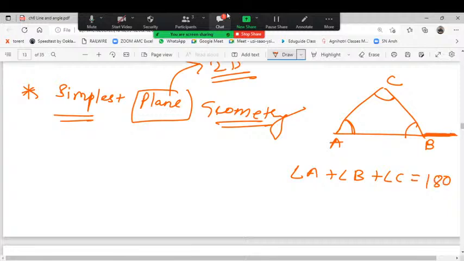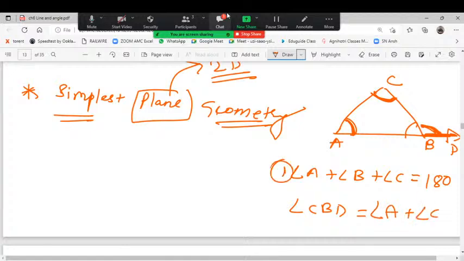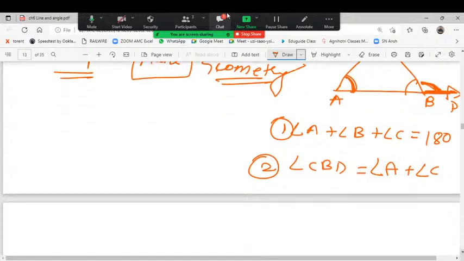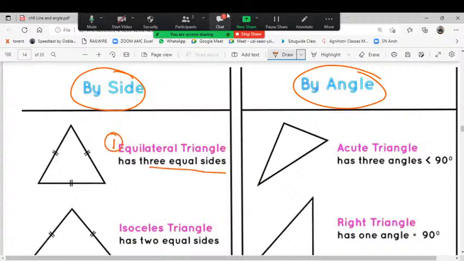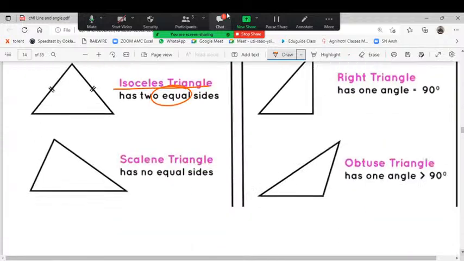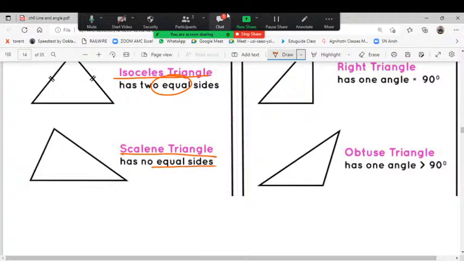If I make an exterior angle, let's say at D, then this exterior angle CBD is equal to the sum of the interior opposite angles. These are two properties related to triangles that I want you to understand. We will solve some questions later on. We can categorize triangles using the side approach and angle approach. By side, it may be equilateral if it has all three equal sides, isosceles if it has only two equal sides, and scalene if it has no equal sides at all.